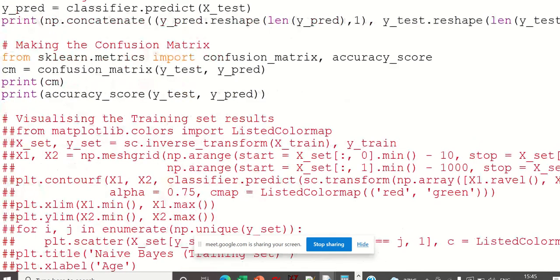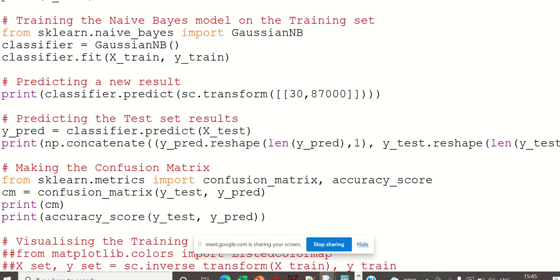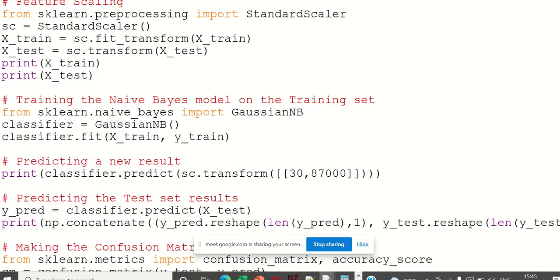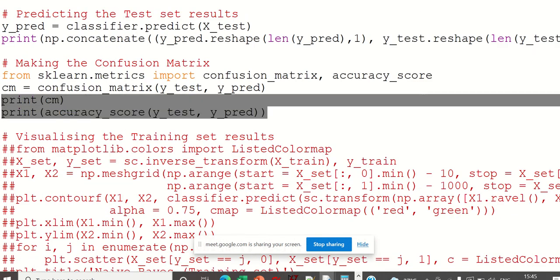Okay, so this is the output which will be used for all the data. The accuracy score will give you a very good idea how the confusion matrix will look and what the prediction is.